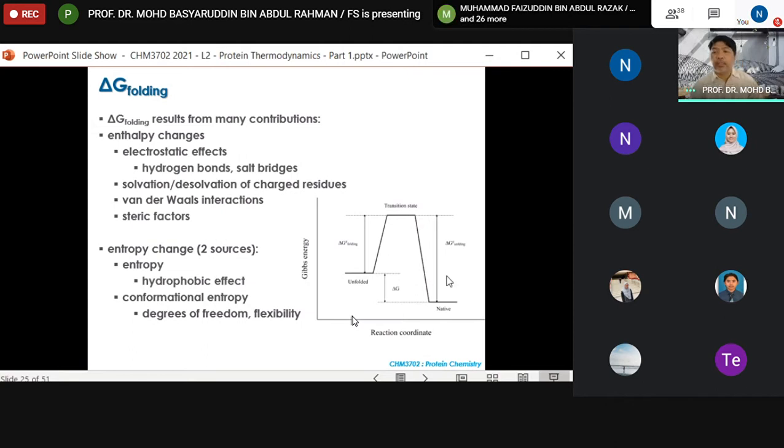Okay. So we can also look at the Gibbs energy and the reaction coordinate from the unfolded state, and then we always have the transition state. This is where the delta G of folding and also unfolding comes in. So in order to unfold, it has to reach a very high energy, and the native state is always at the lowest energy, and this is where we talk about the delta G. Okay, folding and unfolding, right?